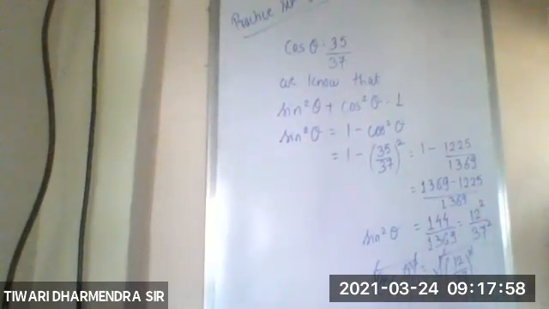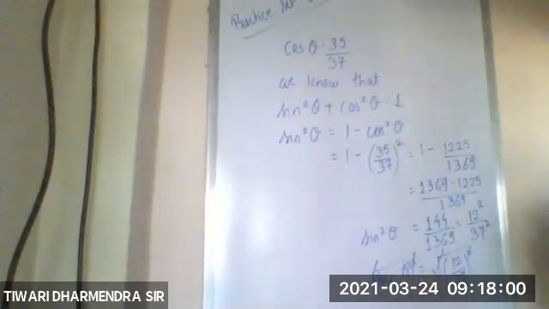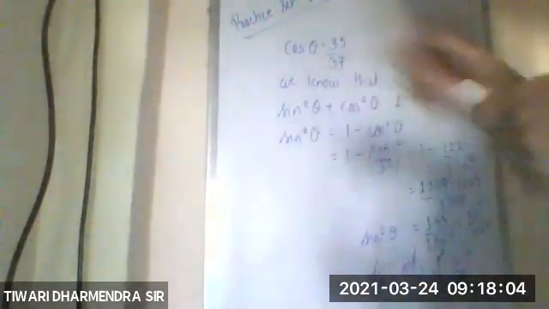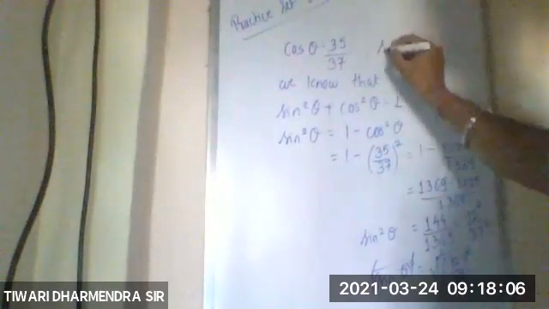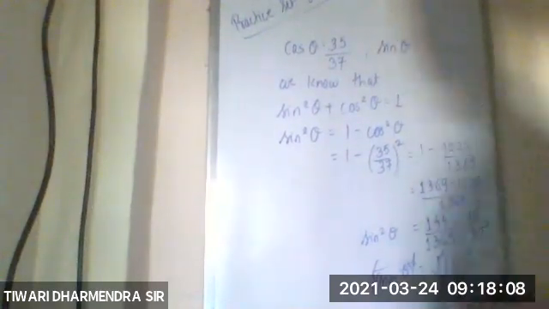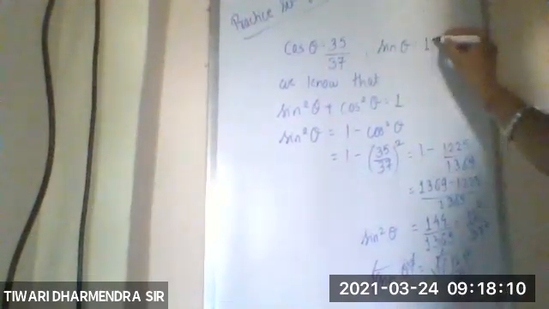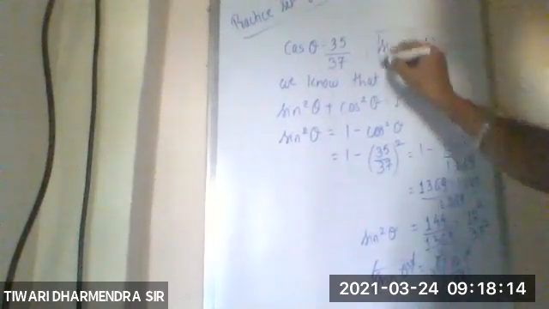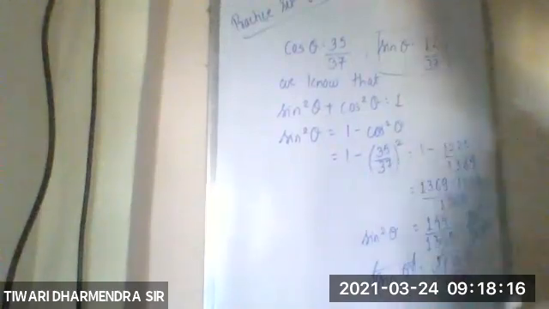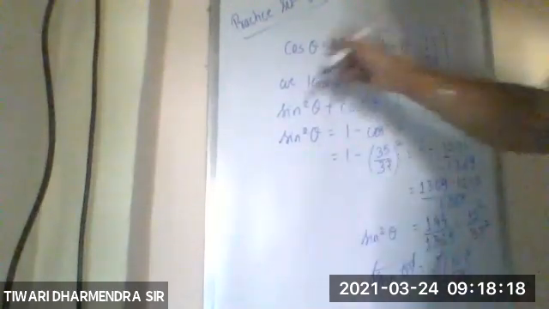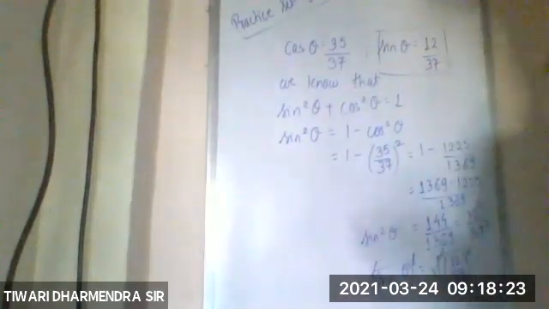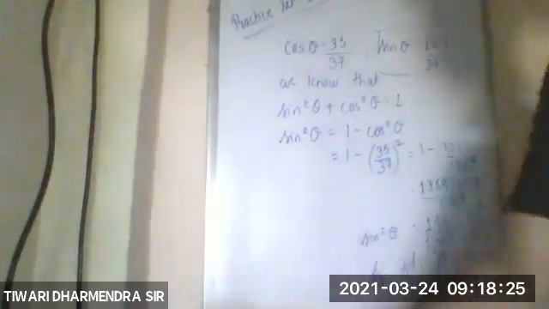What remains? I'll write here, keep it as it is, no problem. Sin theta as 12 upon 37. This is the answer we got. Now, as we know the value of sin theta and cos theta, we can easily get the value of tan theta. How? Let's see that also.